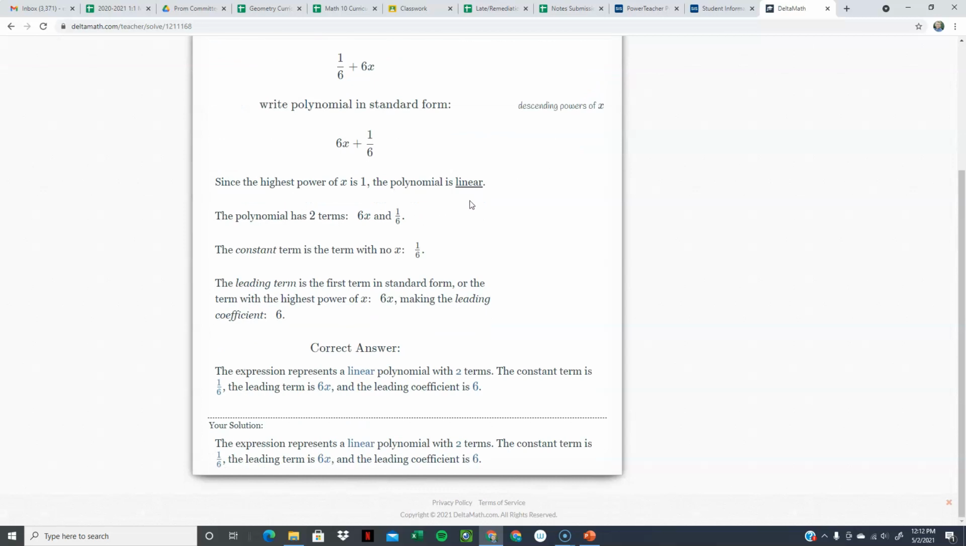Highest power is 1, so the polynomial is linear. The polynomial has 2 terms, 6x and 1/6. The constant term is the term with no x, 1/6. The leading term is the first term in standard form, or the term with the highest power of x, 6x, making the leading coefficient 6.